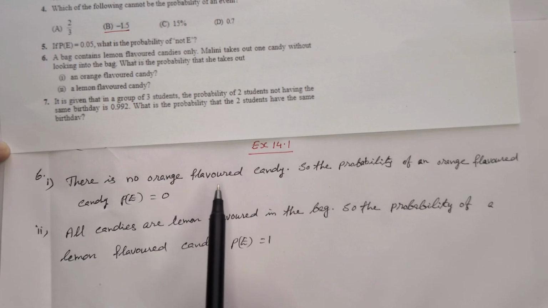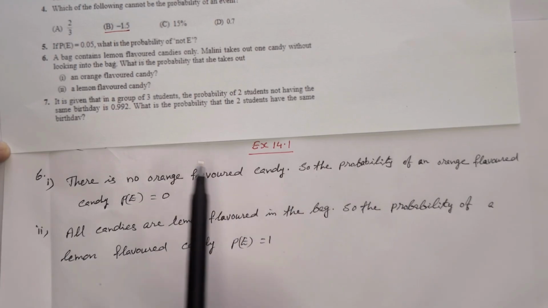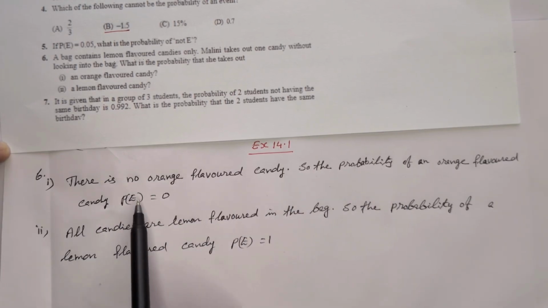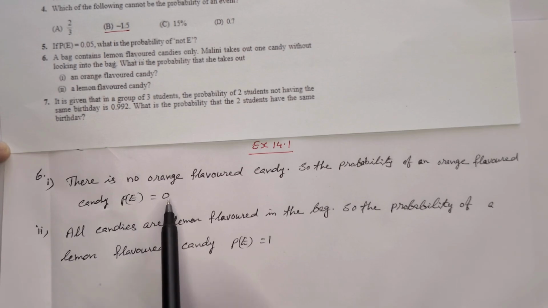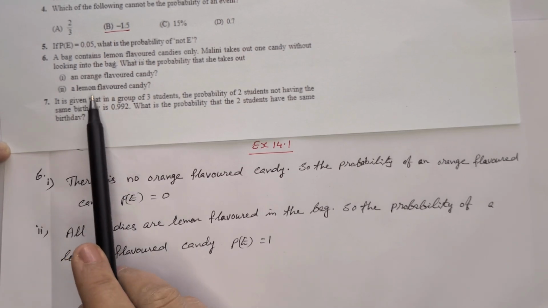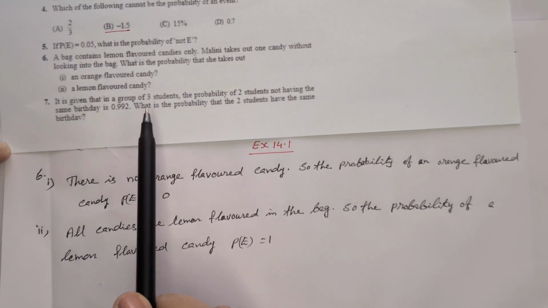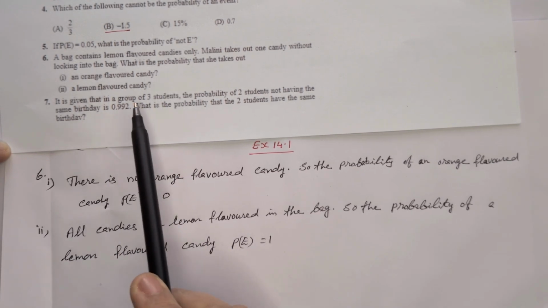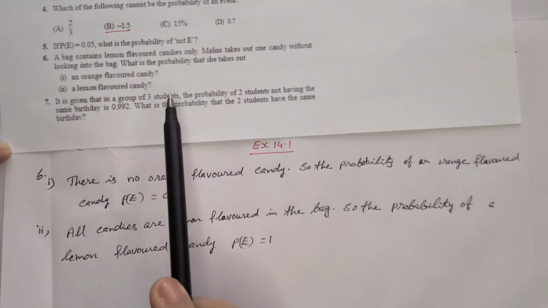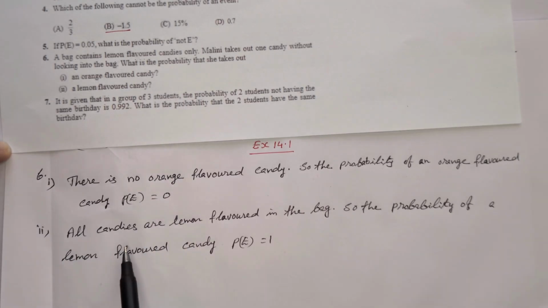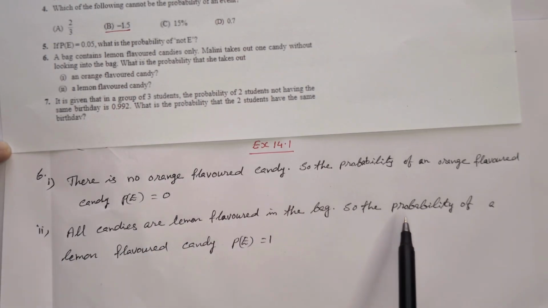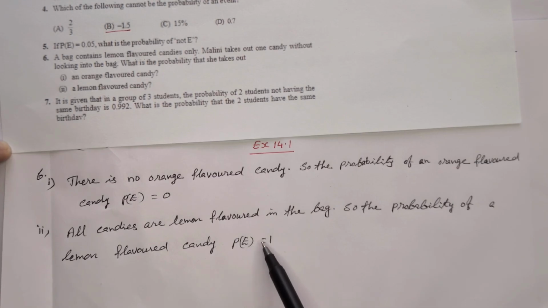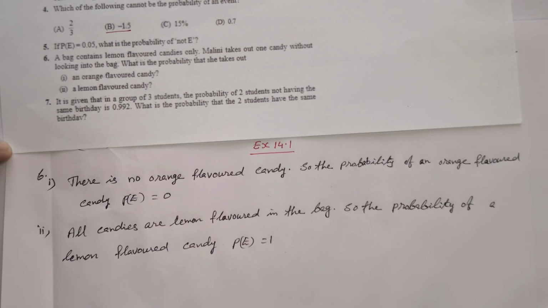There is no orange flavored candy, so the probability of that event, P of E, is equal to 0. Then to get a lemon flavored candy: all candies are lemon flavored, so the probability of getting a lemon flavored candy is equal to 1, a sure event. So P of E is equal to 1. This is a sure event and this is an impossible event.